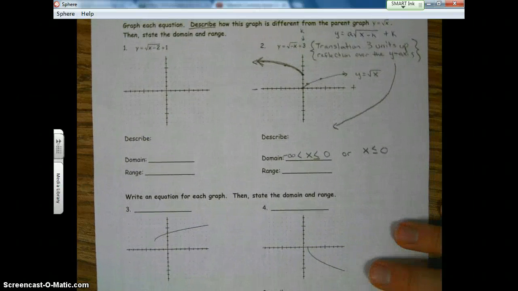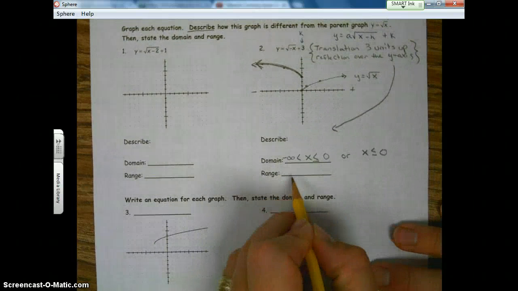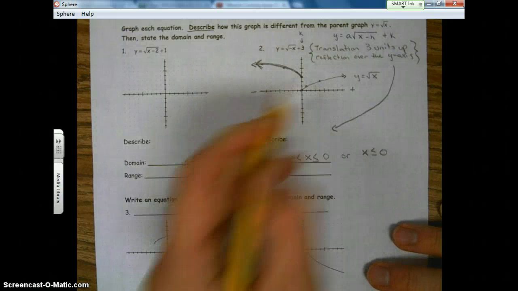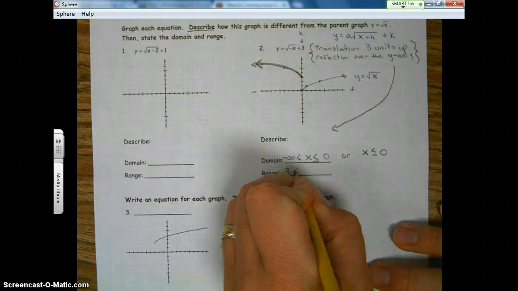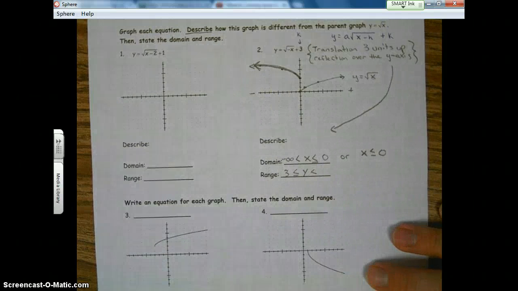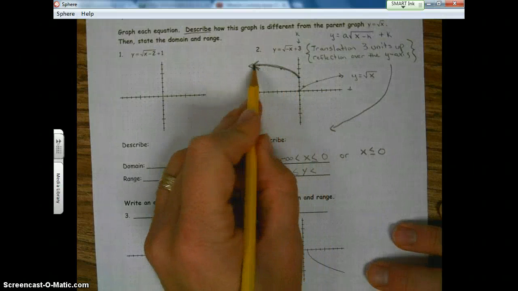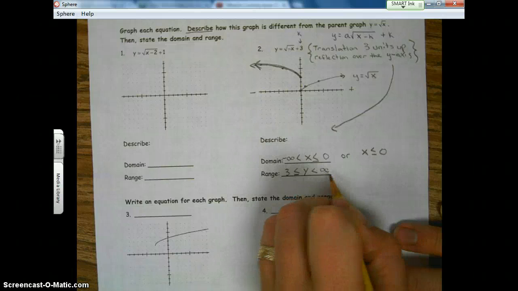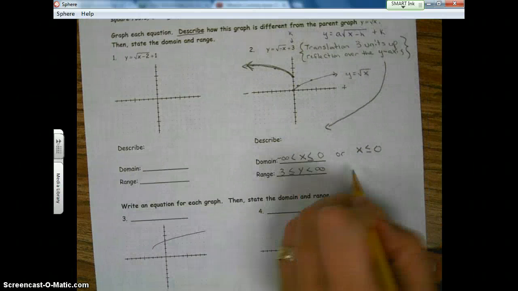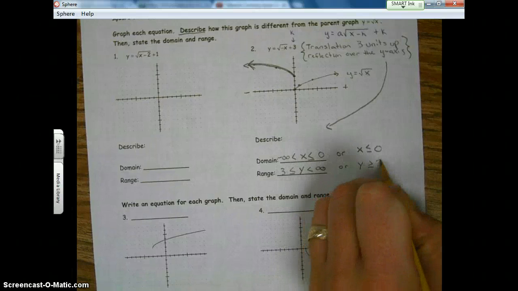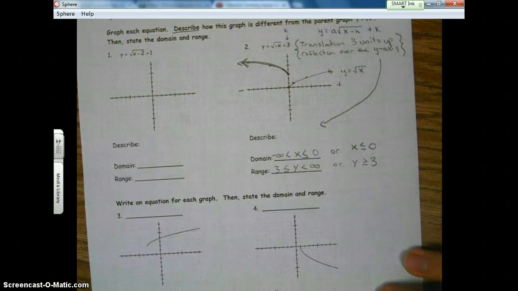Okay, range. Remember, range is lowest to highest, so the lowest point is 3 on the y-axis. It's a closed dot, so I'm going to put an equal sign in. And the highest is an arrow, so an infinity symbol. Or you could say y is greater than or equal to 3. Okay?